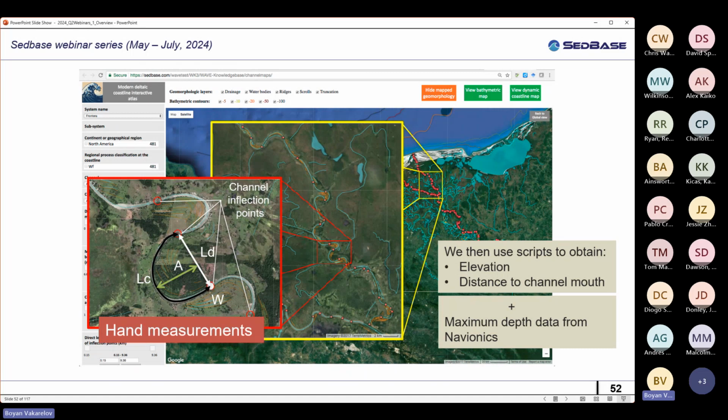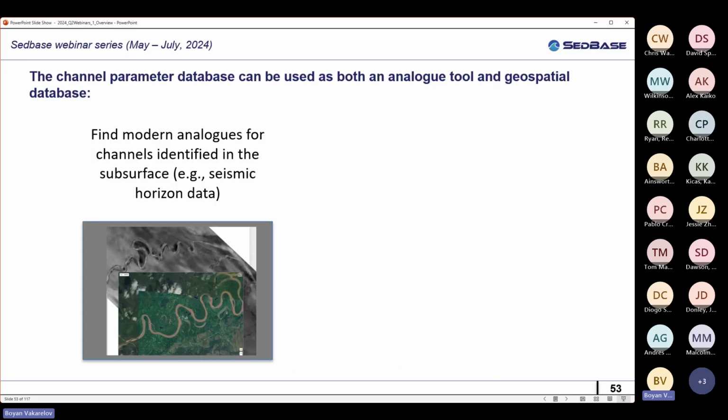In quite a few places, we also have maximum depth data. If we have a channel stretch with depth information, which comes from a website called Navionics, we look at the maximum depth of scour that we observe anywhere in this channel stretch, and this is what we record in terms of depth. The idea is that the maximum depth of scour would most easily be related to the thickness of the channel belt, which would ultimately be preserved. So what are some of the ways in which you can use this channel data?